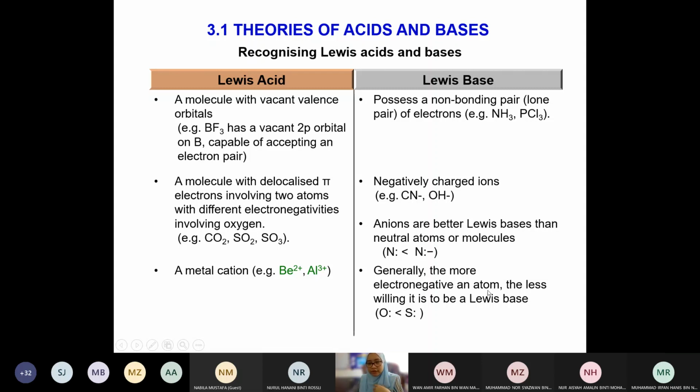Okay, right. Generally, the more electronegative an atom, the less willing it is to be a Lewis base. Meaning the more negative, it says here, the more electronegative an atom, the less willing it is to be a Lewis base. For example, oxygen is more electronegative than sulfur, right? Across the period, supposedly the electronegativity increases. So based on this statement, the more electronegative the atom is, the less willing it is to become a Lewis base. It doesn't want to be a Lewis base. So between oxygen and sulfur, sulfur is more willing, more ready to become a Lewis base. These are the characteristics you have to be careful with in case they come out in the objective questions. Objective, remember, 2 marks.